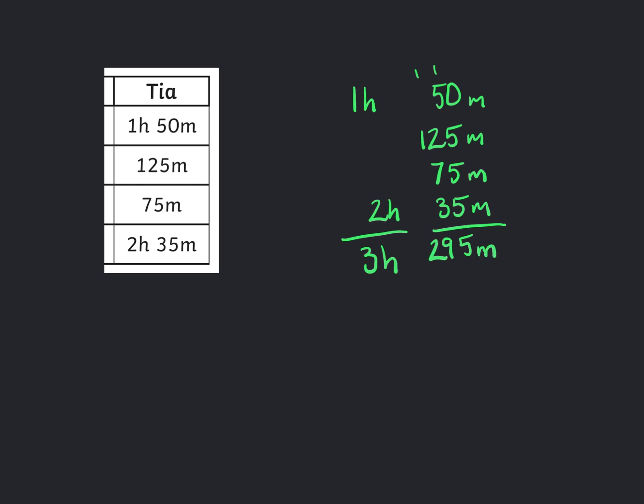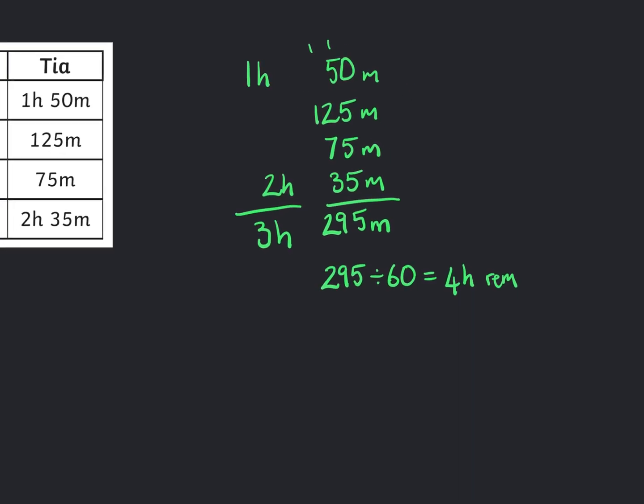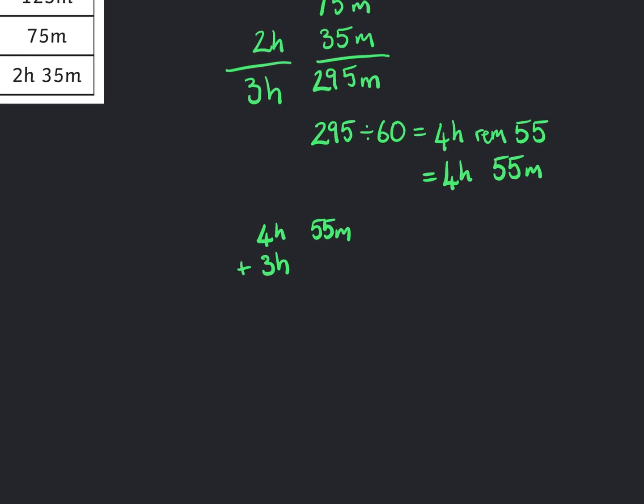295 minutes. We've got to change 295 minutes into hours, so we divide by 60. We're going to get 4 hours with a remainder, and that remainder is actually the number of minutes. So let's move over slightly. It should be 55 minutes. Remainder 55, which is the same as 4 hours, 55 minutes. Okay, we are going to do 4 hours and 55 minutes added to 3 hours, because that's what we got previously, and that gives us a total of 7 hours and 55 minutes. And this over here is for Tia.